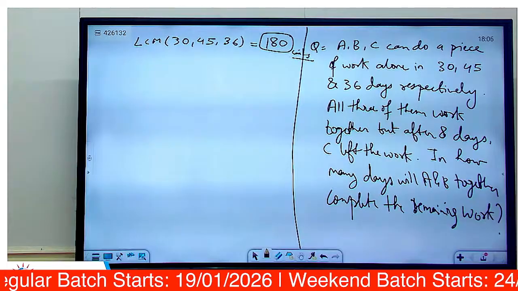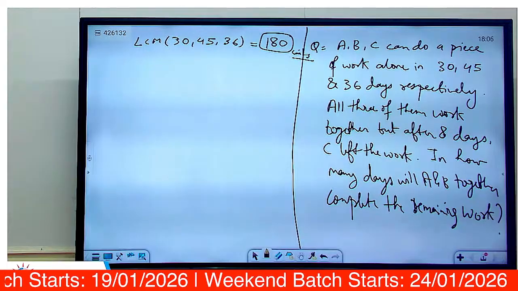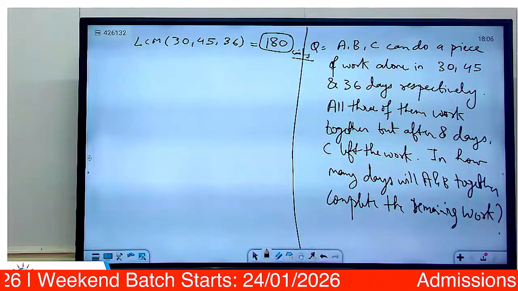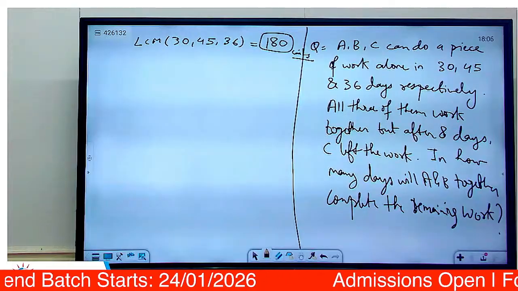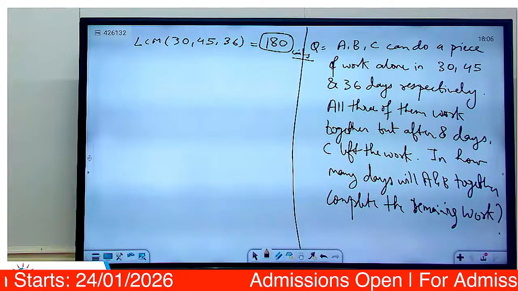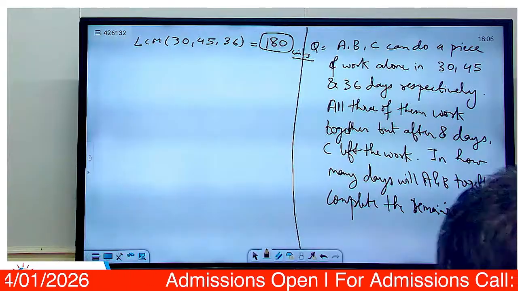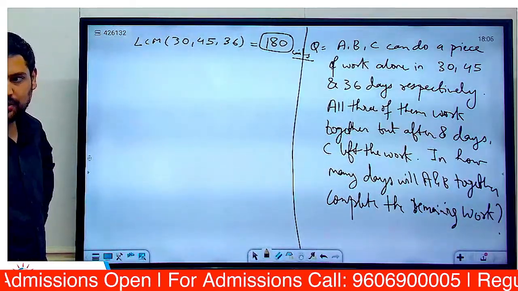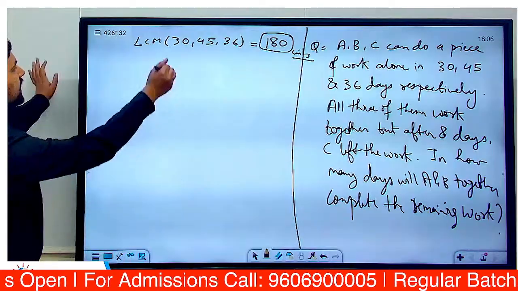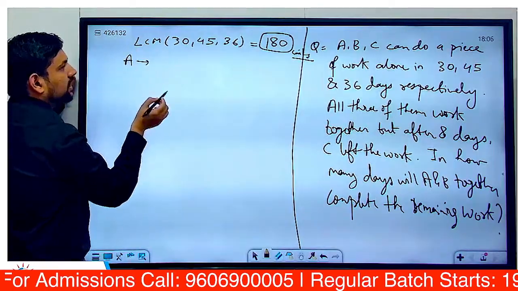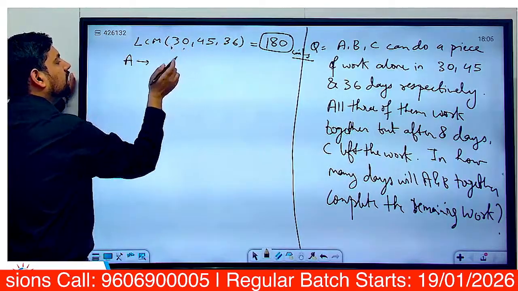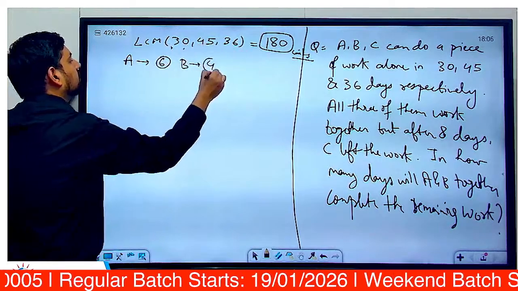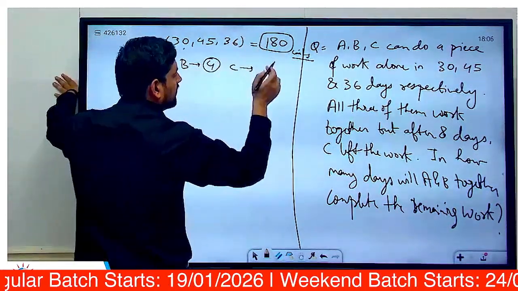Initially, the same is what we should take. And that is 36. All three of them work together for 8 days. So this time will be 8. But after 8 days. So initially they're working together. If you find the efficiencies, what are you getting? 180 by 30 is 6. Efficiency of B, 180 by 45. Of C, 180 by 36.